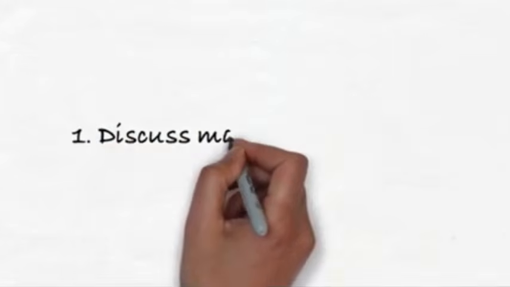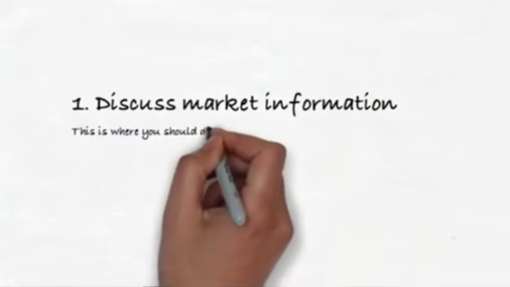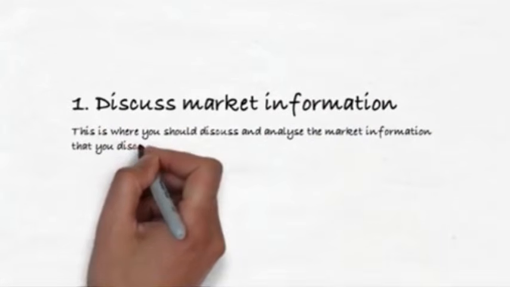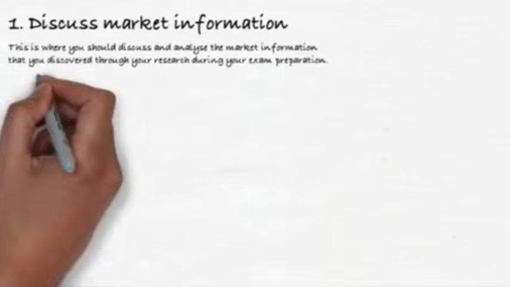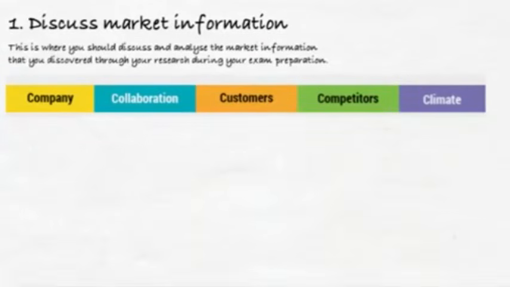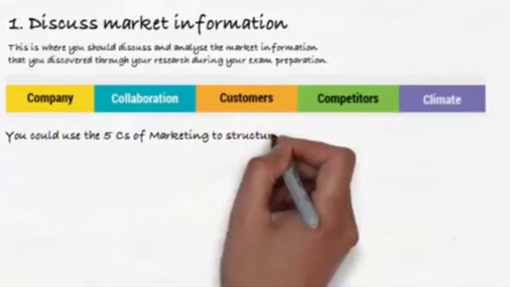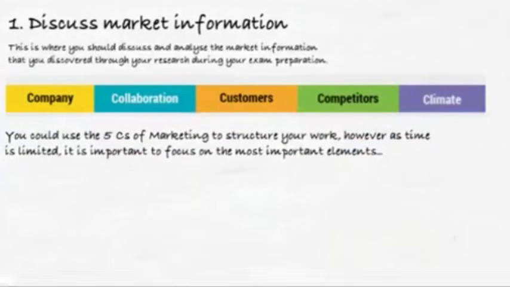One of the most important parts of Activity 1 is discussing market information, as this is where you should analyse the information that you discovered through your research during your exam preparation. One way that you could structure this part of your work is using the 5 C's of marketing. However, as time is limited, it is important to focus on the most important elements.